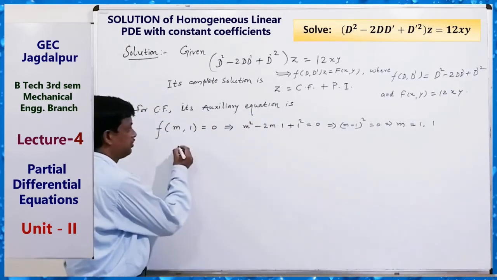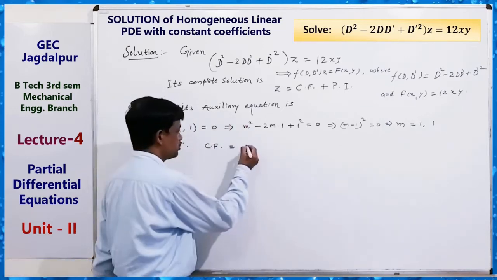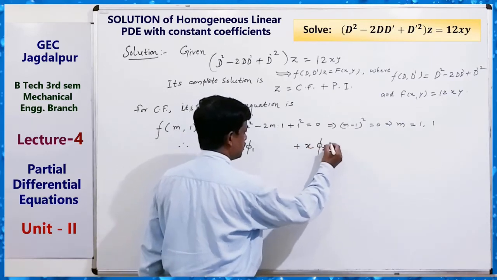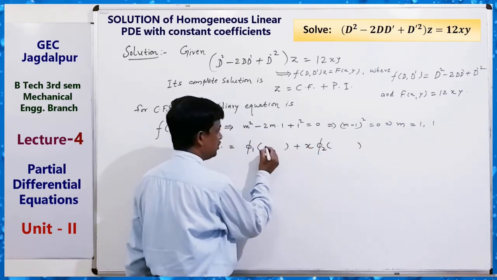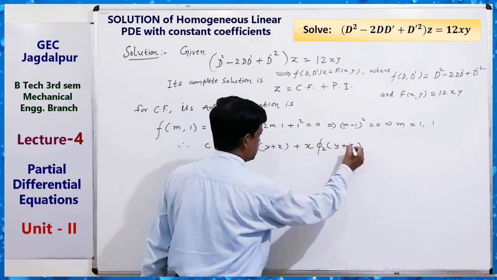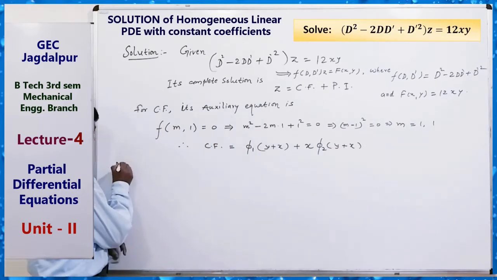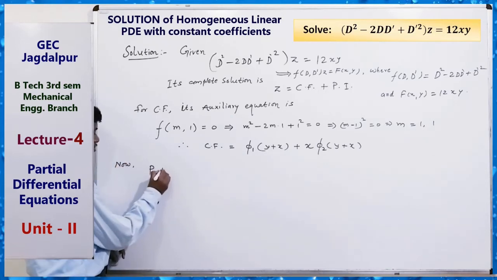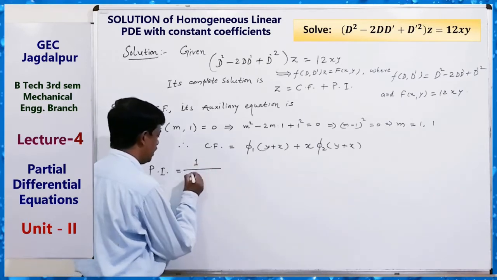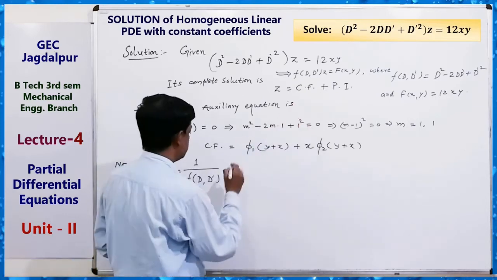Equal roots. Therefore, the complementary function for equal roots, we write two functions like this, same quantity, y plus m, meaning 1·x, y plus x, equal roots. So this is the CF. Now, PI equals 1 upon f(D, D') of f(x, y).